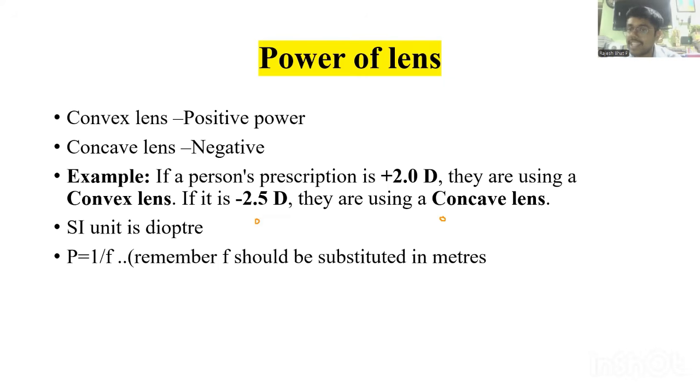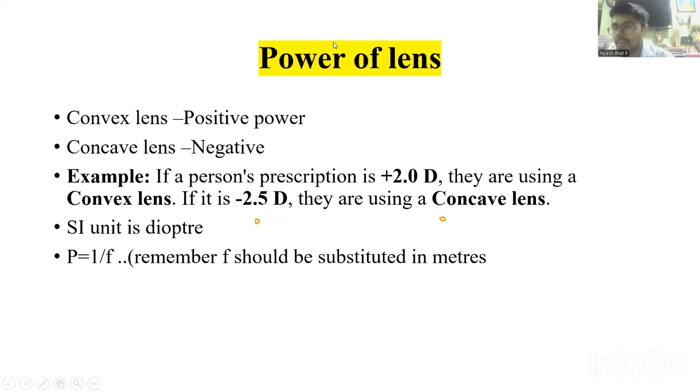They connect this in the next chapter, I will tell you. Lastly, the SI unit of power is diopter, and power is equal to 1 by f. Here, very important: f stands for what? f stands for focal length in what? Focal length in meters. In the exam, what they do is give the focal length in centimeters.